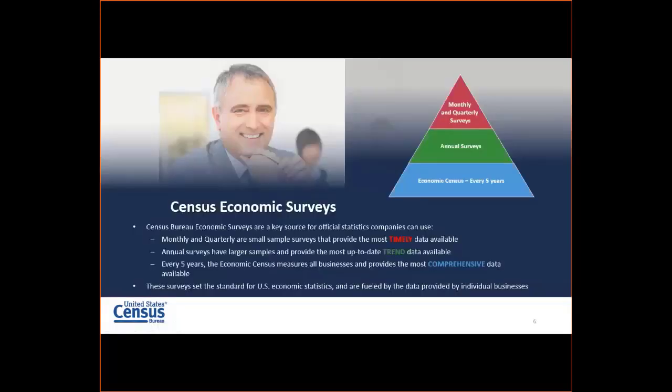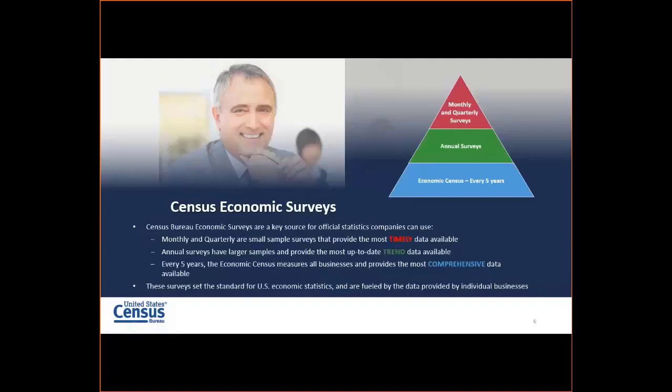This slide is a great representation of how our programs are structured when it comes to data releases and details. And a pyramid is a good way to think about this. Starting at the bottom of the pyramid is our most comprehensive program, the Economic Census. It takes place every 5 years, and it is the base of the pyramid because it is our most comprehensive data source for business data.